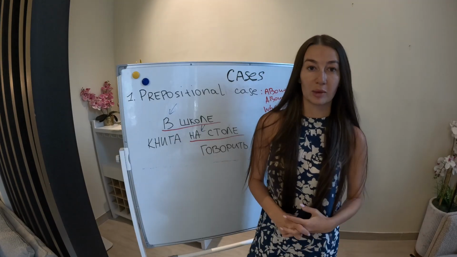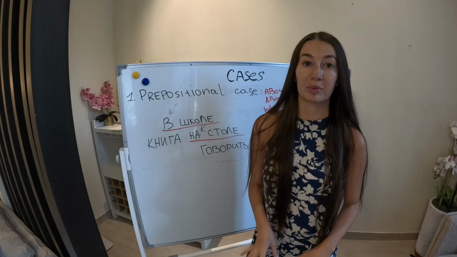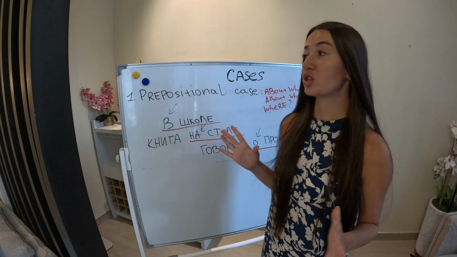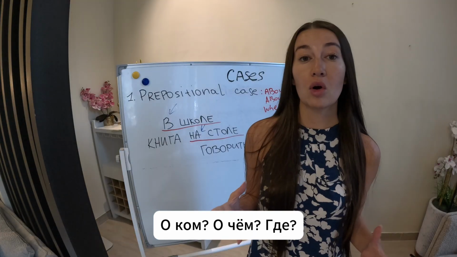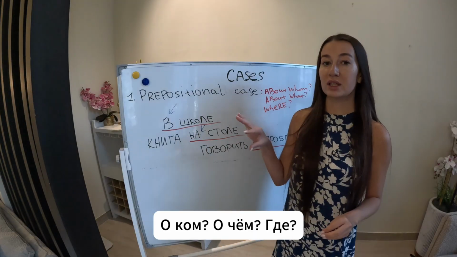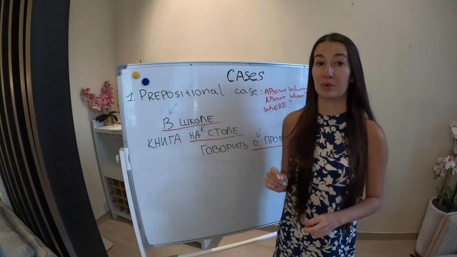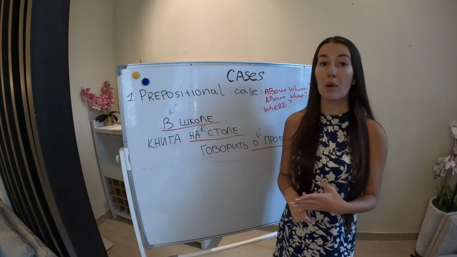Next case we're going to talk about is prepositional case. What is the function of prepositional case? Talks about location or a topic. Questions: about what, about whom, where. О ком, о чем, где. What is the easy part for this case? It's used only with prepositions, such as в, на, о, об.